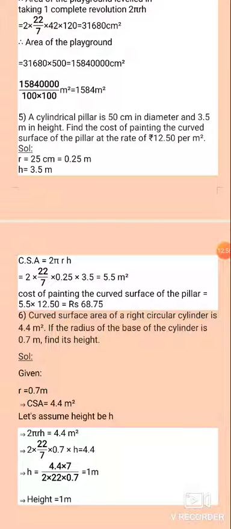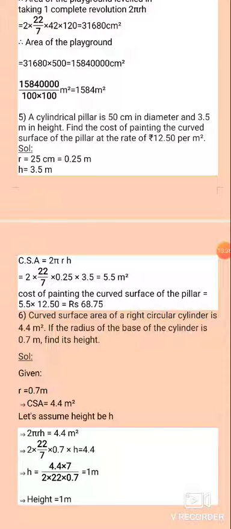Now next one, the last question. The curved surface area of a right circular cylinder is 4.4 meter square. If the radius of the base of the cylinder is 0.7 meter, find its height. Listen carefully here. We need to find the height. So, given condition r is equal to 0.7 meter. Now, next one given is the curved surface area of the right circular cylinder. What is the equation? 2 pi r into h, which is equal to 4.4 meter square.